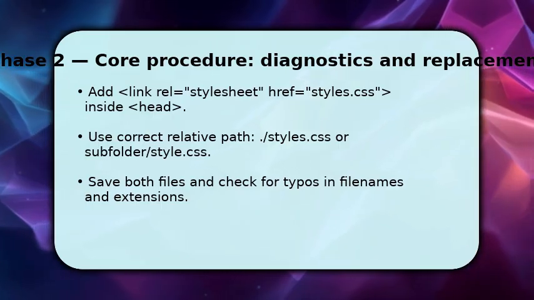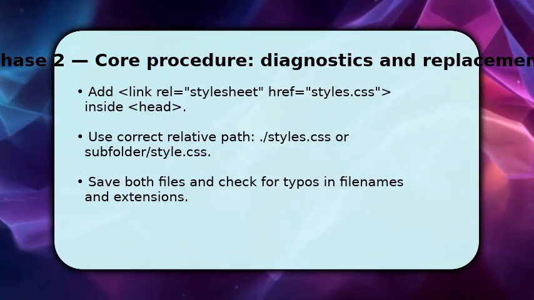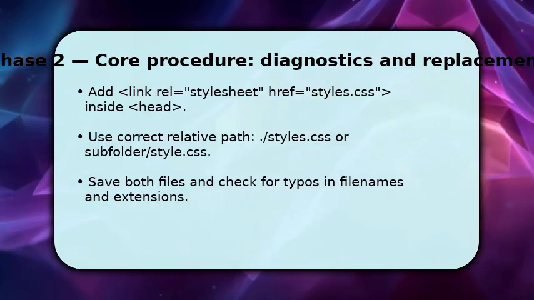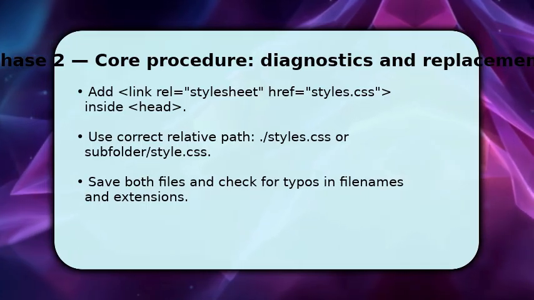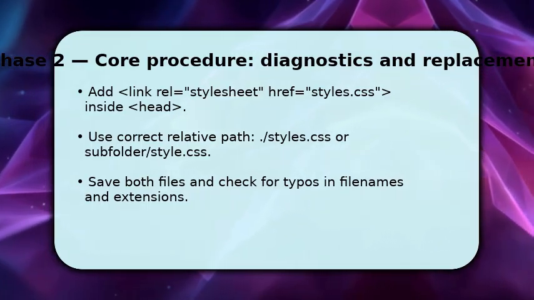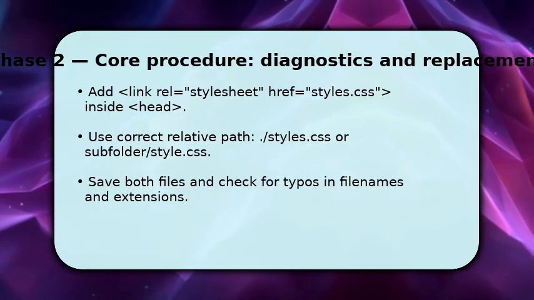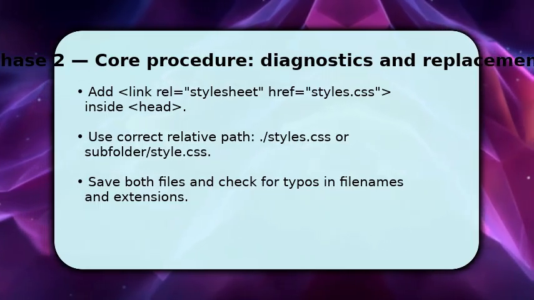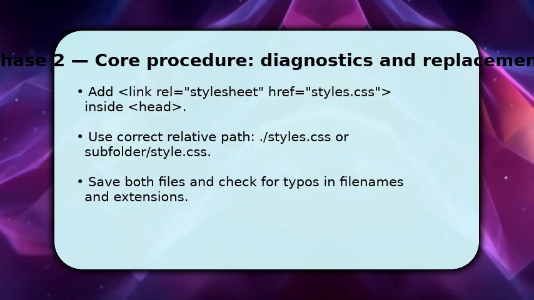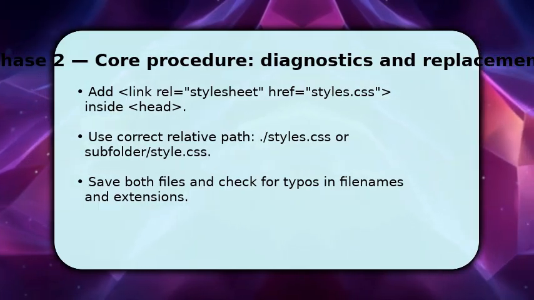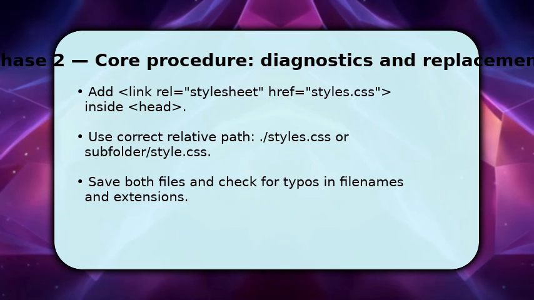Once added, save the HTML and create a simple rule in styles.css, like body font-family Arial, background #F5F5F5. Make sure the href matches the file path exactly, because one misplaced slash or uppercase letter can break the connection. When you save, VS Code shows changes, and Live Server will reload.